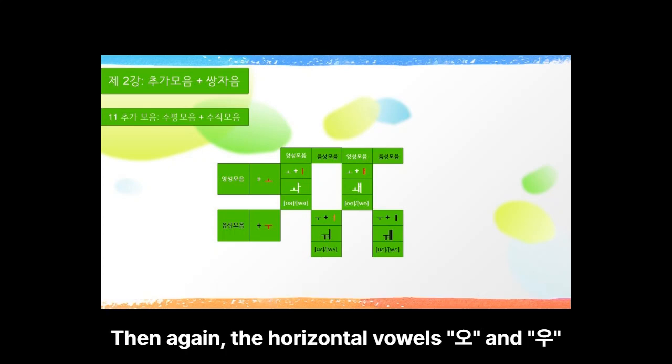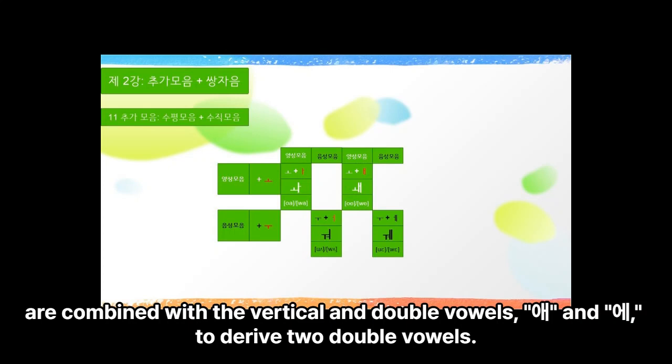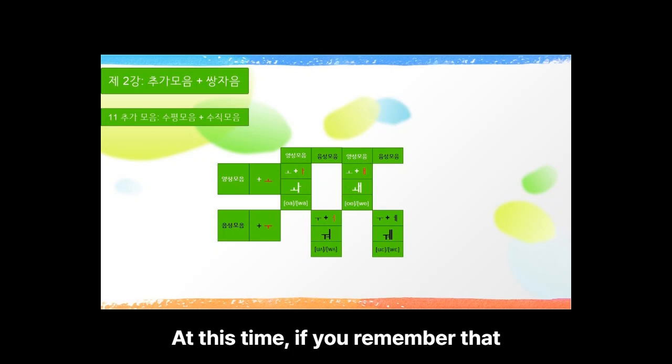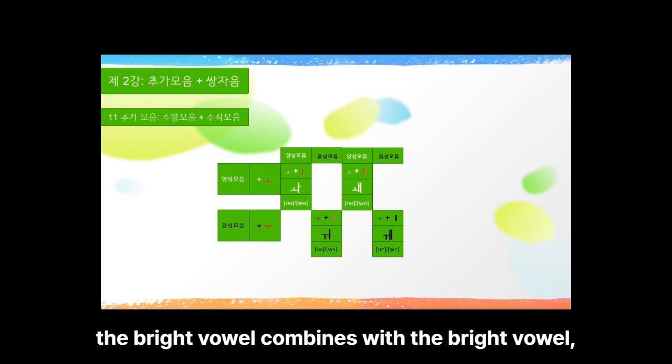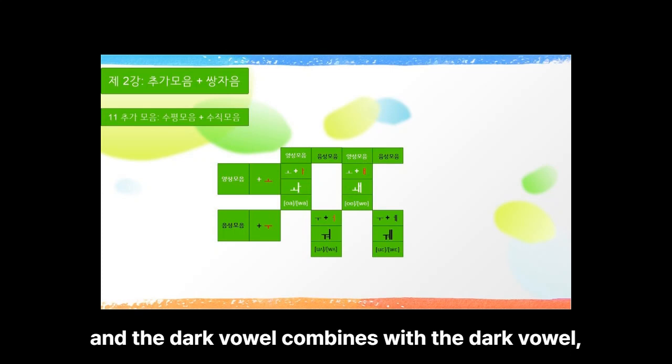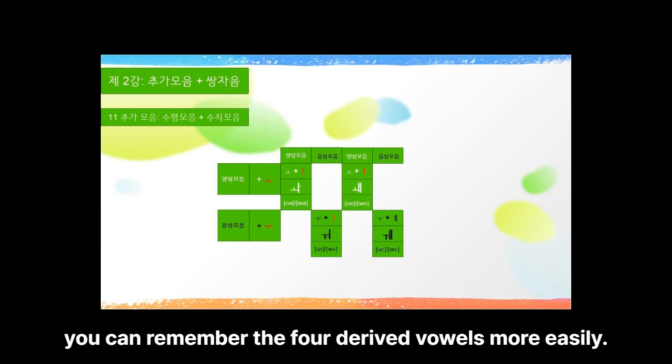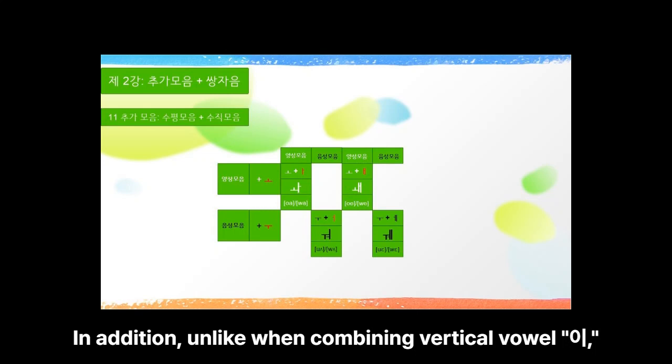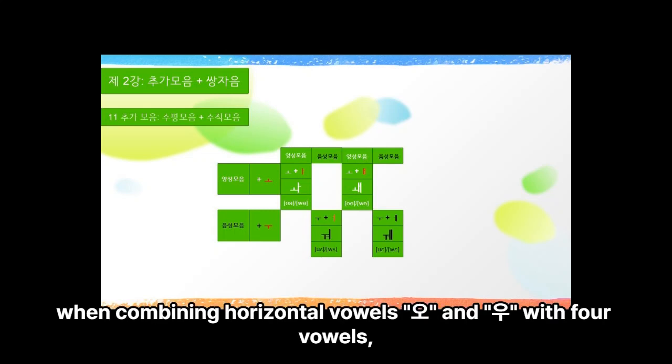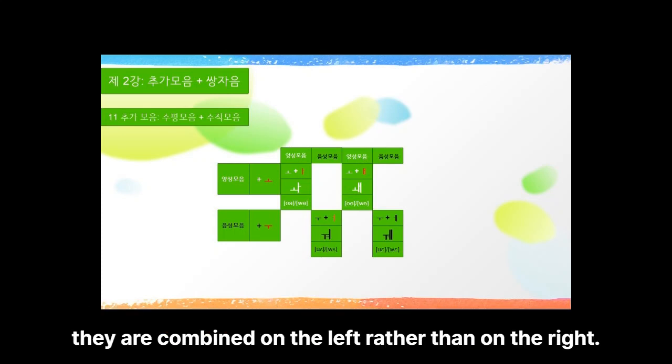Then, again, the horizontal vowels, o, and wu, are combined with the vertical and double vowels, a, and e, to derive 2 double vowels. At this time, if you remember that the bright vowel combines with the bright vowel, while the dark vowel combines with the dark vowel, you can remember the 4 derived vowels more easily. In addition, unlike when combining vertical vowel e, when combining horizontal vowels, o, and wu, with 4 vowels, they are combined on the left rather than on the right.